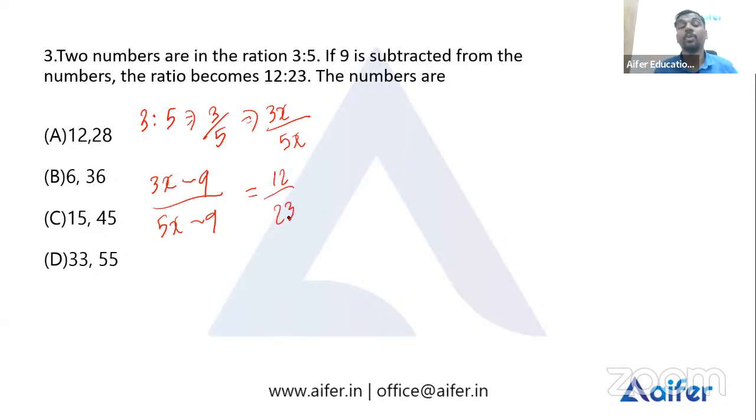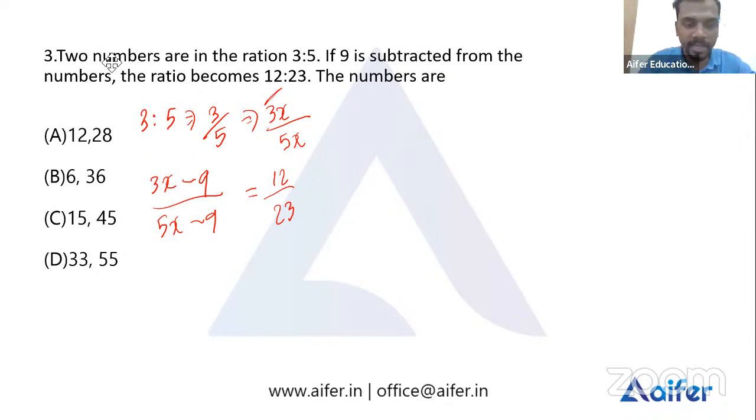That's what has already been stated in the question. Two numbers are in the ratio 3:5. If 9 is subtracted from the numbers, the new ratio becomes 12 by 23. So 3:5, that is 3 by 5. As to subtract 9, we change it into 3x by 5x. So we have 3x minus 9 by 5x minus 9, and we have 12 by 23.